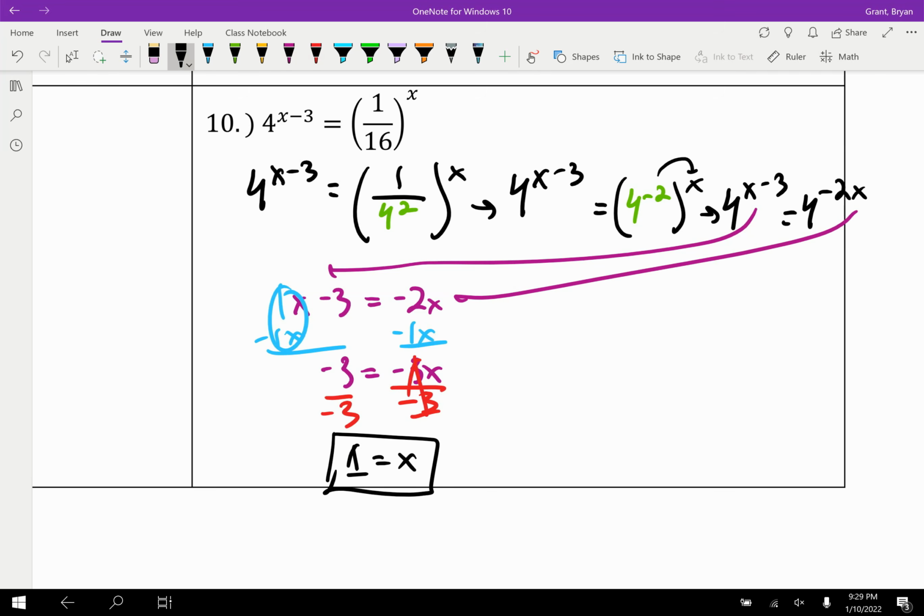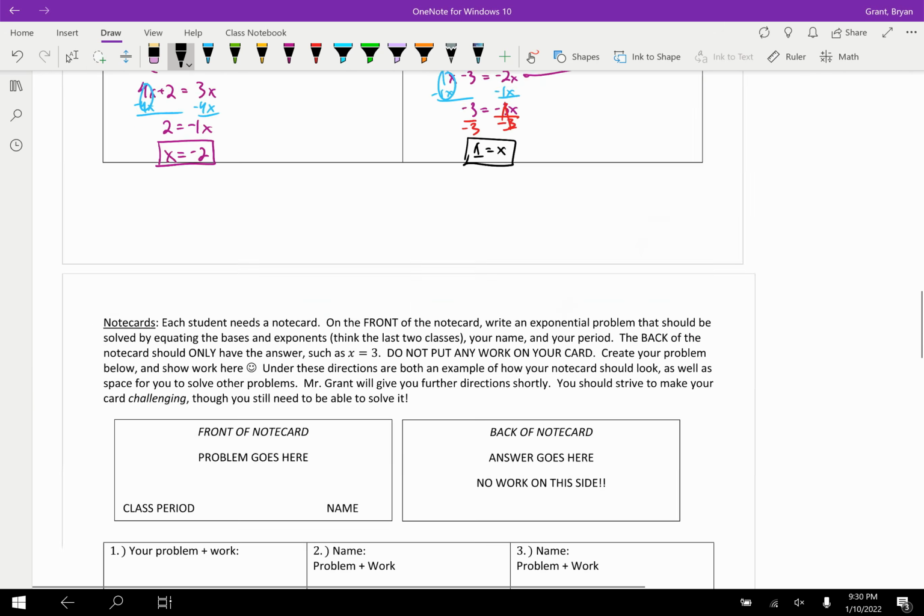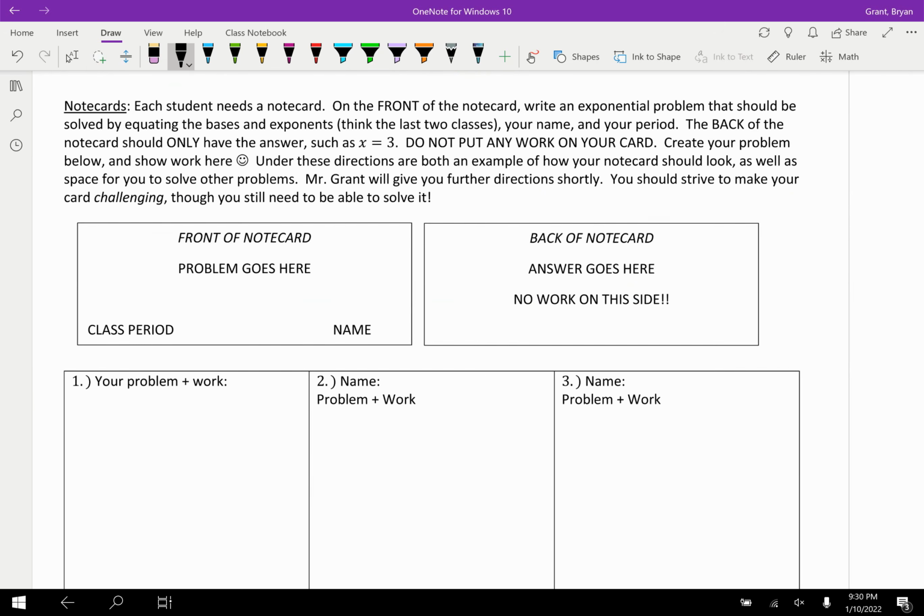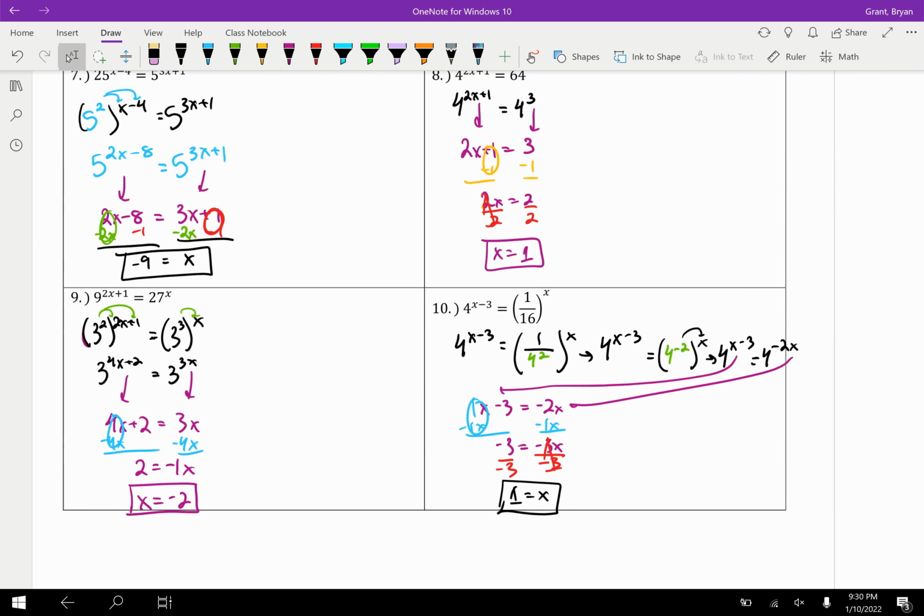Woof! You guys have now gone through pretty much the trickiest problems we can throw at you. So now, let's see what you guys can throw at each other. Your teacher hopefully has passed out an index card or a note card to you. And what you're going to end up doing is you are going to be creating your own problem. So on the front of your note card, you're going to write down a problem that uses exponential equations.